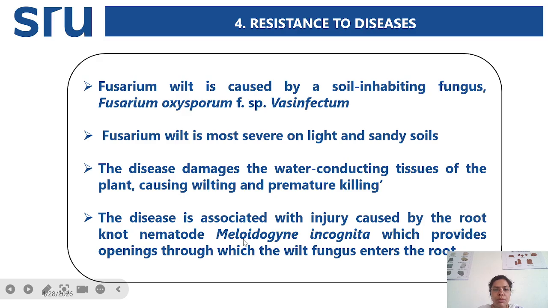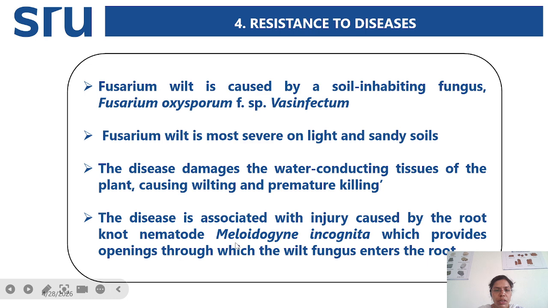The scientific name is Meloidogyne incognita. This nematode will provide the opening to this fungus. Because of openings by the nematode, this fungus will enter into the root and it will cause the damage. That is nothing but fusarium wilt, and how this nematode has the association with wilt.